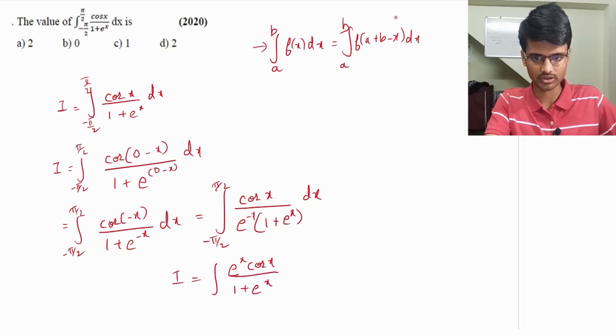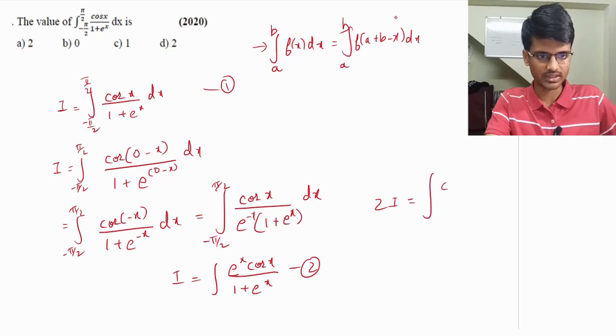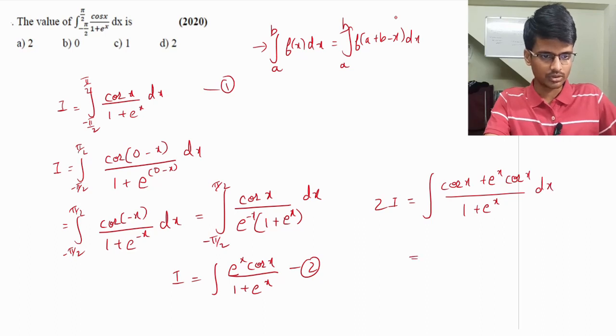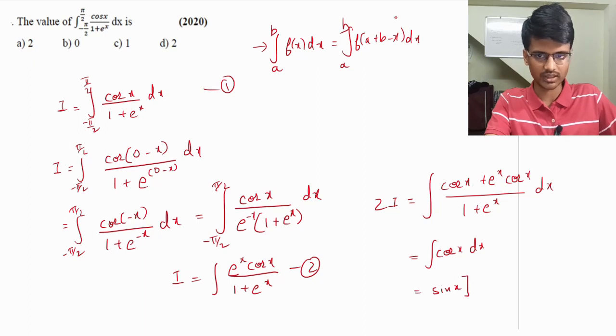Okay, this is also I, this is also I. This is my 1, this is my 2. If I add 1 and 2, what do I get? 2I equals integral of cos x plus e power x cos x, divided by 1 plus e power x dx. Okay, so it gets cancelled. We are left with only cos x dx. Integration of cos x is nothing but sin x. And what are the limits? Minus pi by 2 to pi by 2.